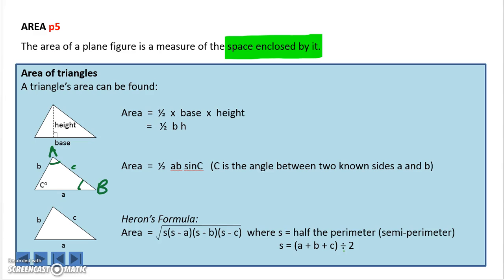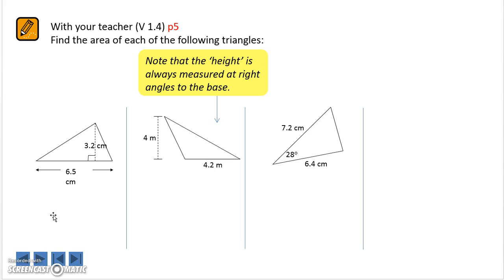So here are our 3 formulas, just a reminder. You use the first formula when you know the base and the height. You use the second formula when you know 2 sides and the angle in between them. And you use the third formula when you just know the 3 sides only. Let's have a go at some problems there at the middle of the page. So volume 1.4 with your teacher section.